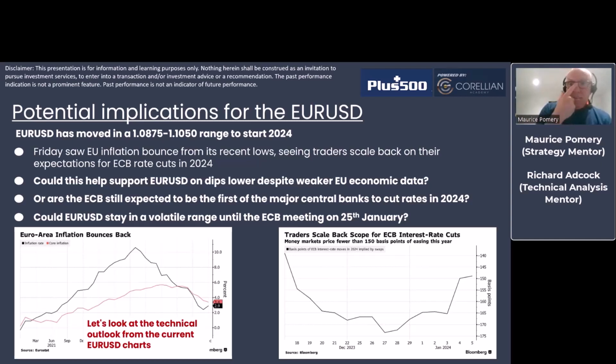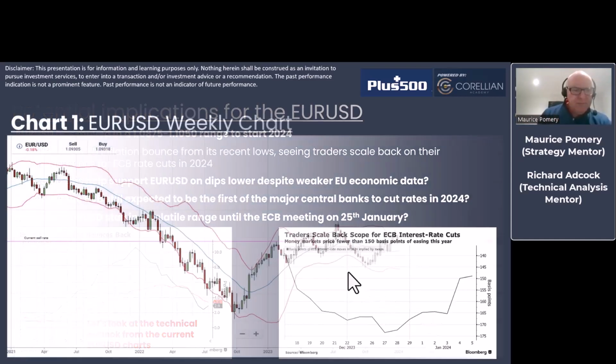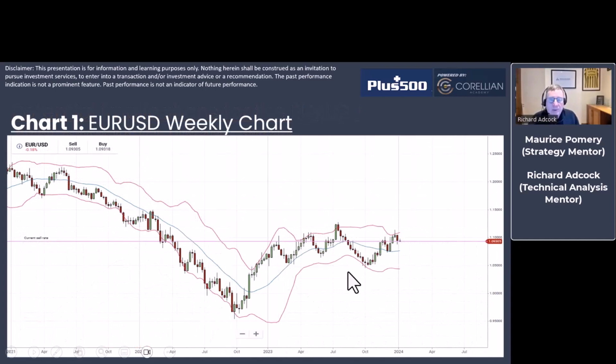So I'd like to get Richard's opinion on how the charts look for the euro. Personally, it looks a bit dull to me at the moment, kind of mid-range. But what do you think, Rich? Yeah, it seems very much that way.